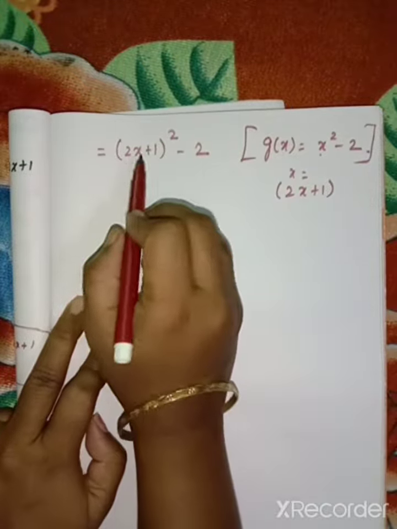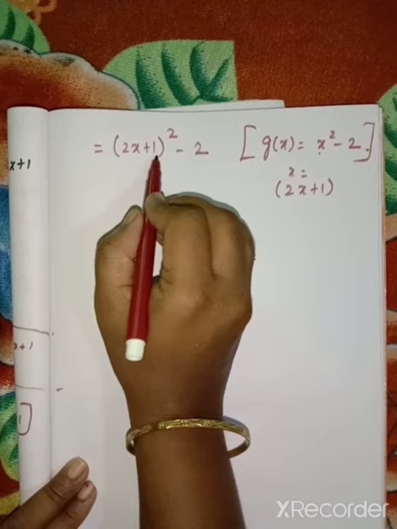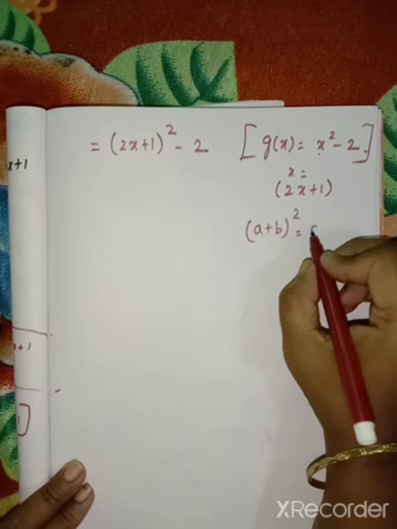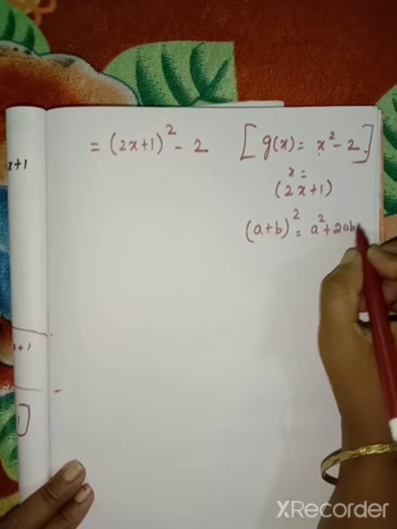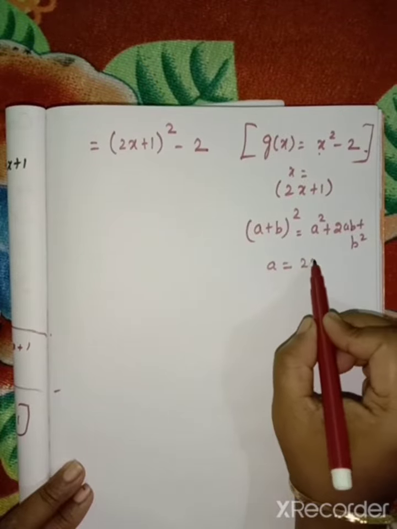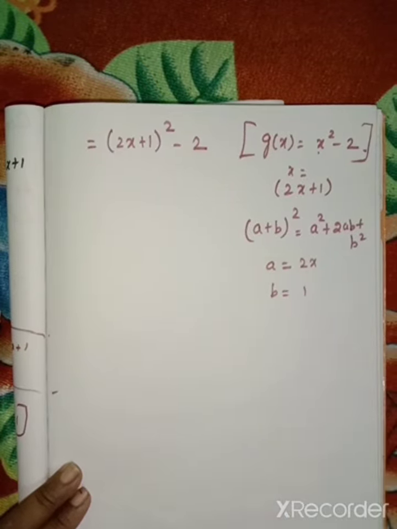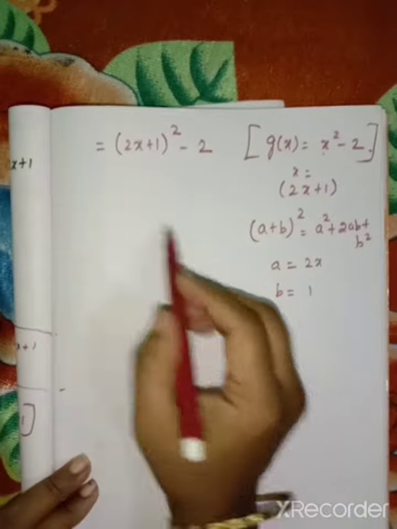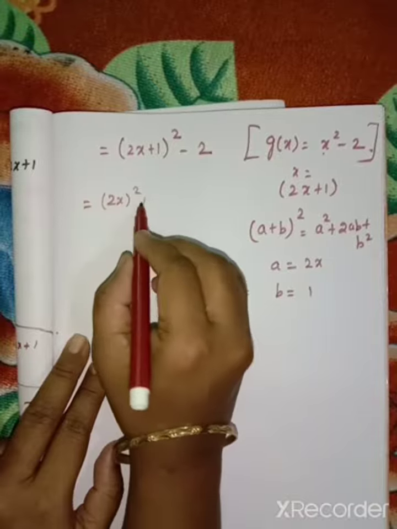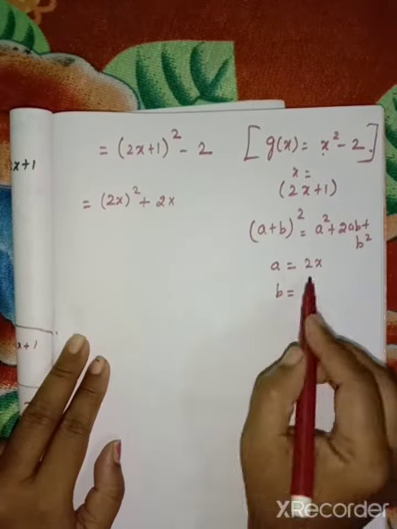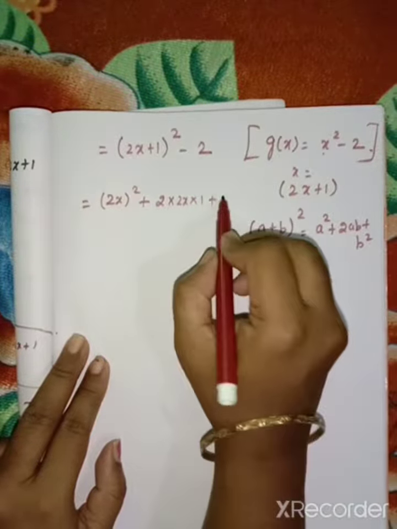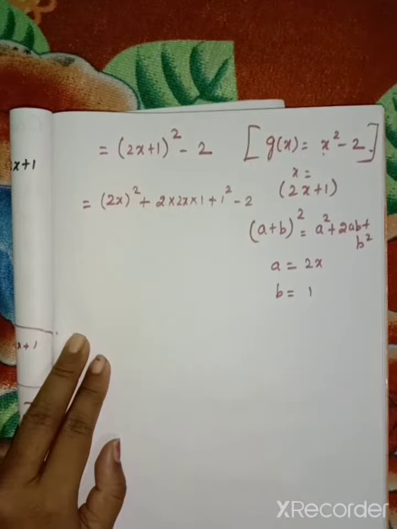So it is in the identity formula, that is a plus b the whole squared. a plus b the whole squared equal to a squared plus 2ab plus b squared. In place of a we substitute 2x, and in place of b we substitute 1. So we get 2x the whole squared plus 2 into a, which is 2x, into 1, plus b squared, which is 1 squared. Here we have minus 2.